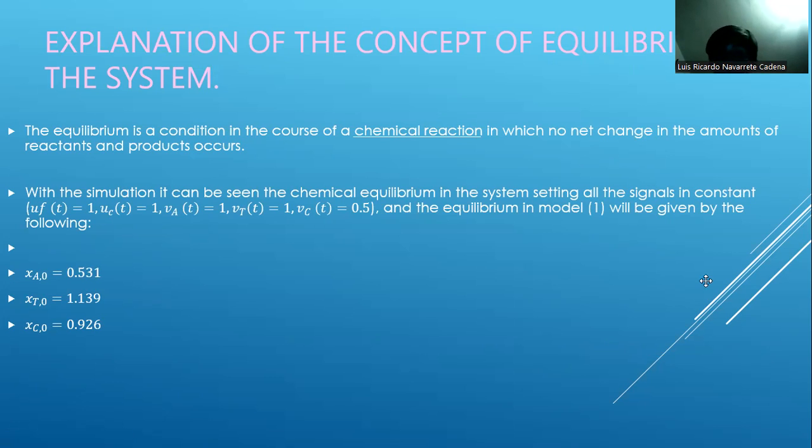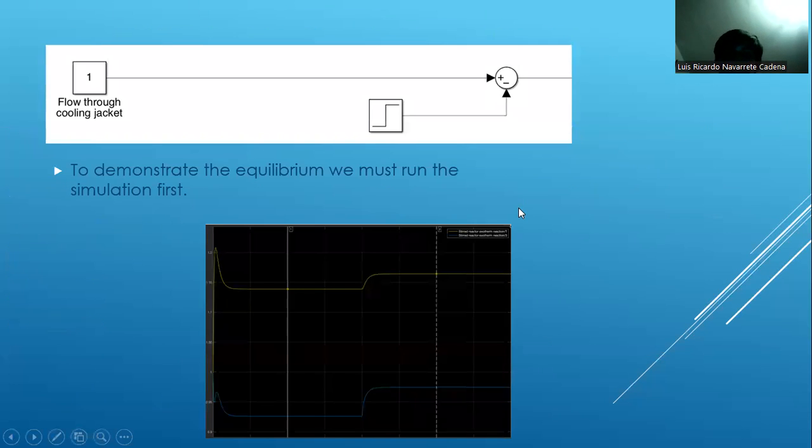With the simulation, the chemical equilibrium in the system can be seen, setting all the signals as constants. U1 equals 0.5. At equilibrium, model 1 will be given by the following: XA0 equals 0.531, XT0 equals 1.139, XC0 equals 0.926.